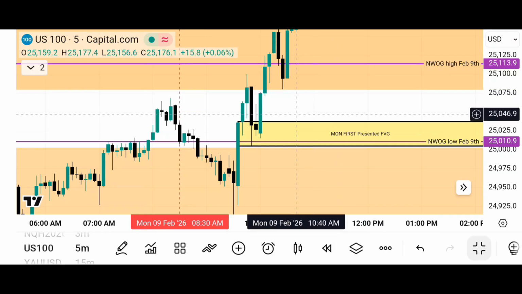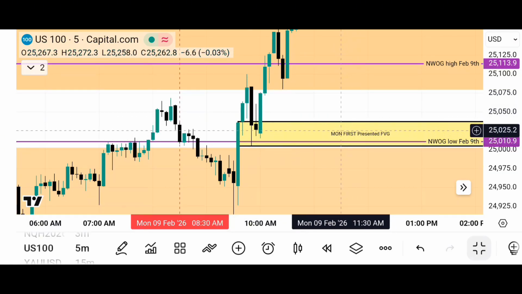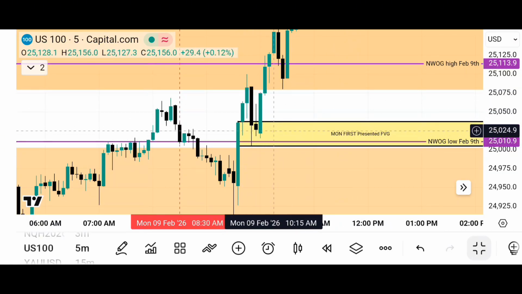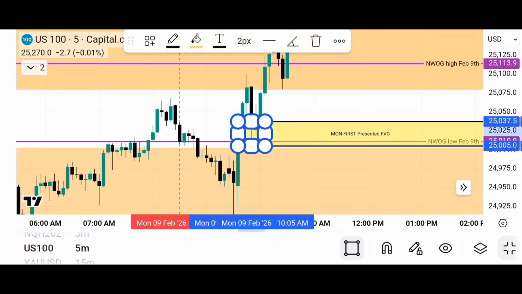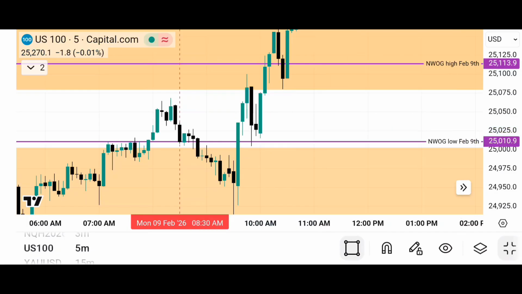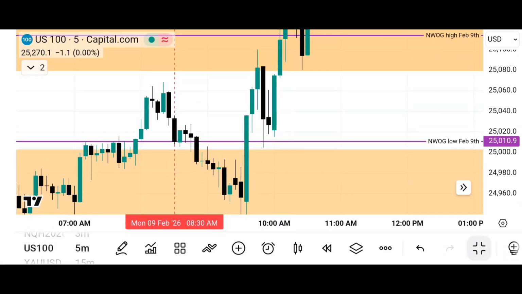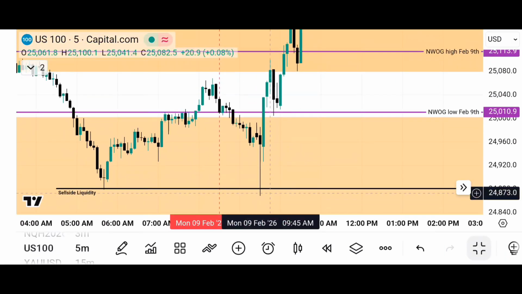And also on the 5 minutes, you can see how price respects this Monday first presented fair value gap, which was formed on the 1 minute time frame. So it's normally drawn on the 1 minute time frame. That's why it's looking like this. If I show you on the 1 minute time frame, you see it clearly as how it is. So I'll take this off so you see the fair value gap that was formed on the 5 minute time frame after taking this low.